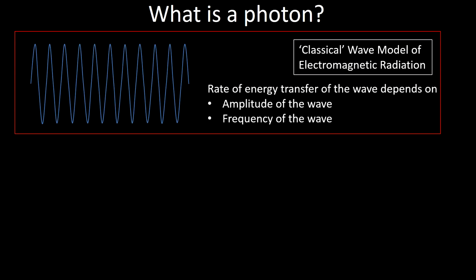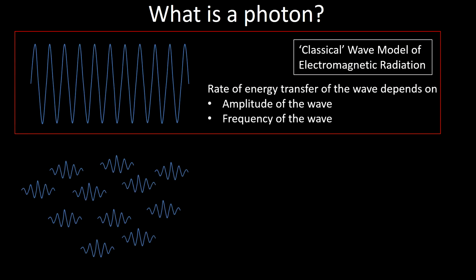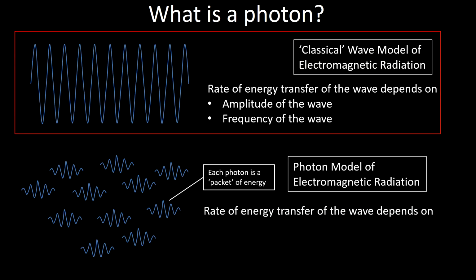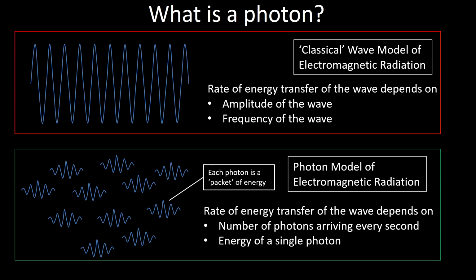Okay, so the photon picture looks a little different. What we do is we have all of these little bits of the wave, which we call photons, and you need to think of the photon as a packet of energy. It's got a certain amount of energy that it carries with it. The rate of energy transfer in this model depends on the number of photons arriving every second and how much energy each photon carries, the energy of a single photon.